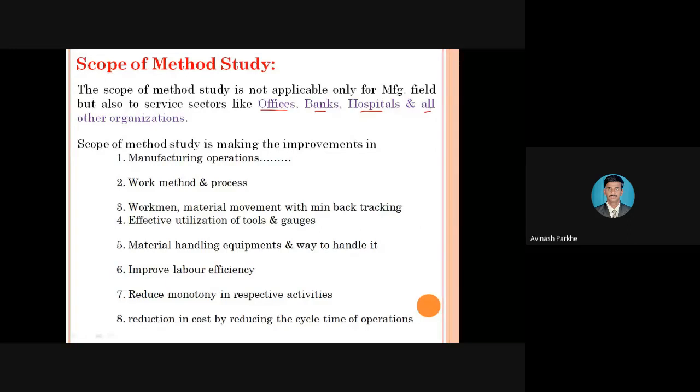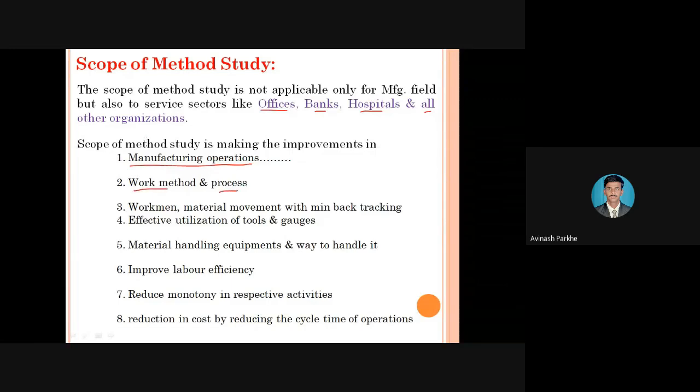Then the scope of method study is making improvement. If we apply this particular concept of method study, there should be some improvement. First one is manufacturing operations. If I apply this concept of method study in the manufacturing field, then obviously there is an improvement in the manufacturing operations. We can eliminate some unnecessary operations, through which you will get the new method. So in the improvement of manufacturing operations also, the scope of method study plays a very important role.